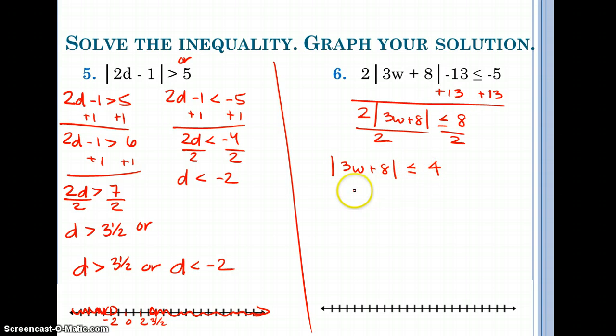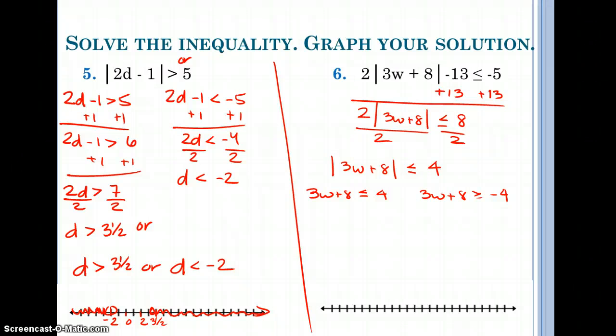This is a less than statement, so my prediction is that it's going to be an and statement. So 3w plus 8 is less than or equal to 4, and 3w plus 8 is greater than or equal to -4. Flipping the arrow once again. Solve each of these, please, and graph them, and then check your answer with me when you are done.